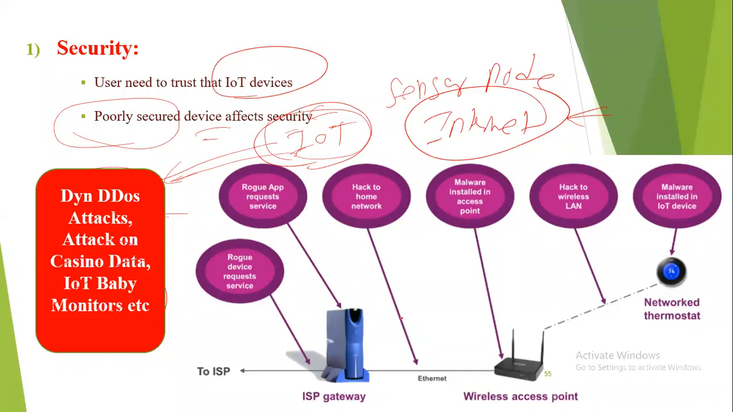And the cyber criminals have different options. You can see in this diagram, they can attack your IoT device, that is the sensor node. They can enter through these wireless protocols. They can access your gateway, the ISP gateway, or the cloud. So the security issue is there.